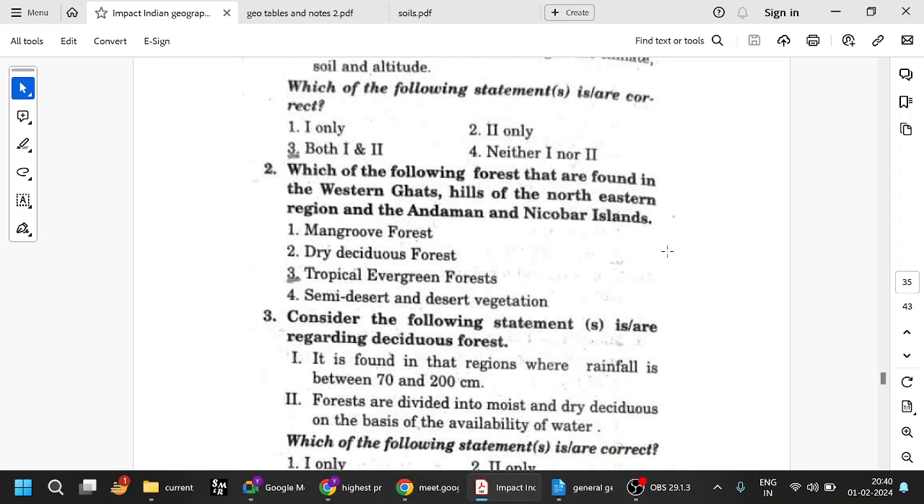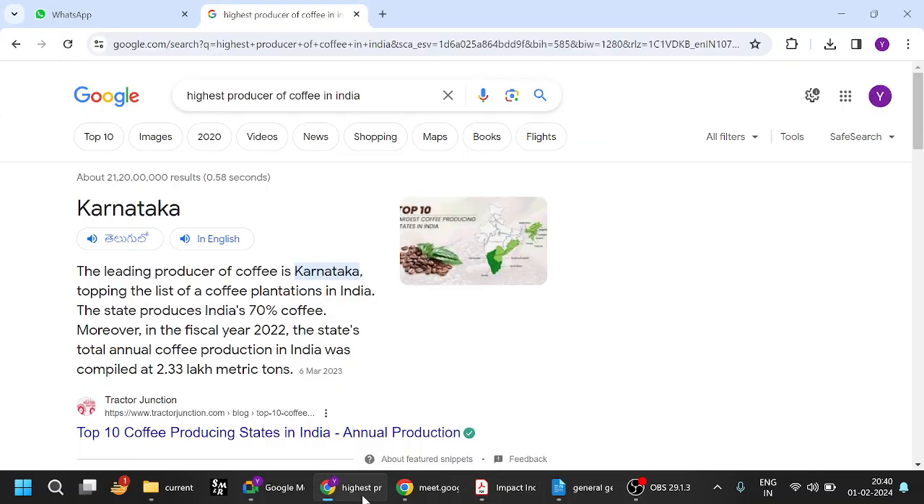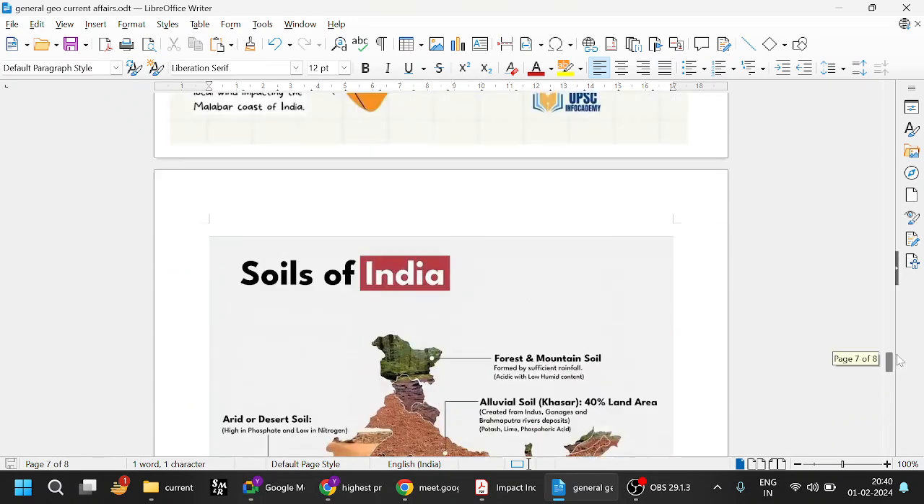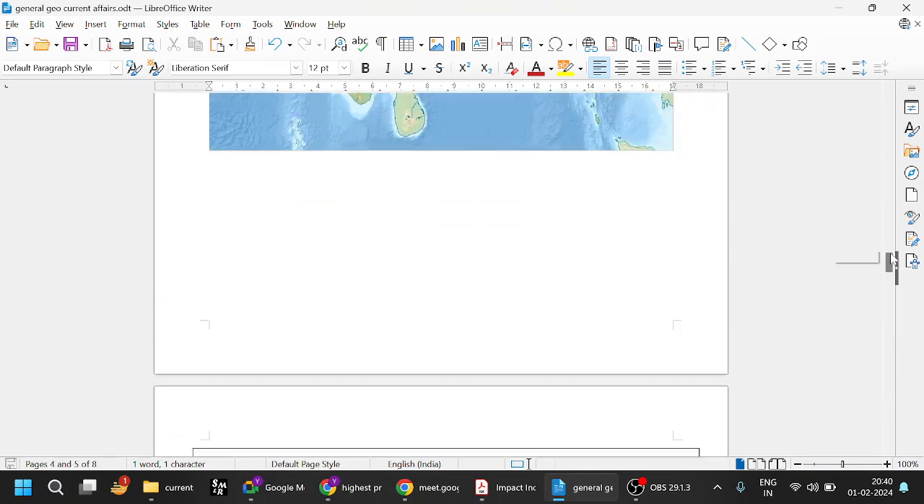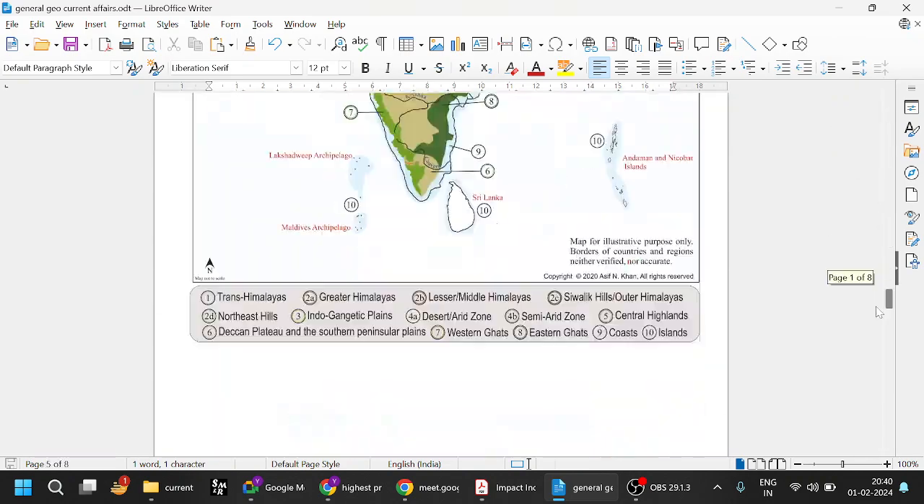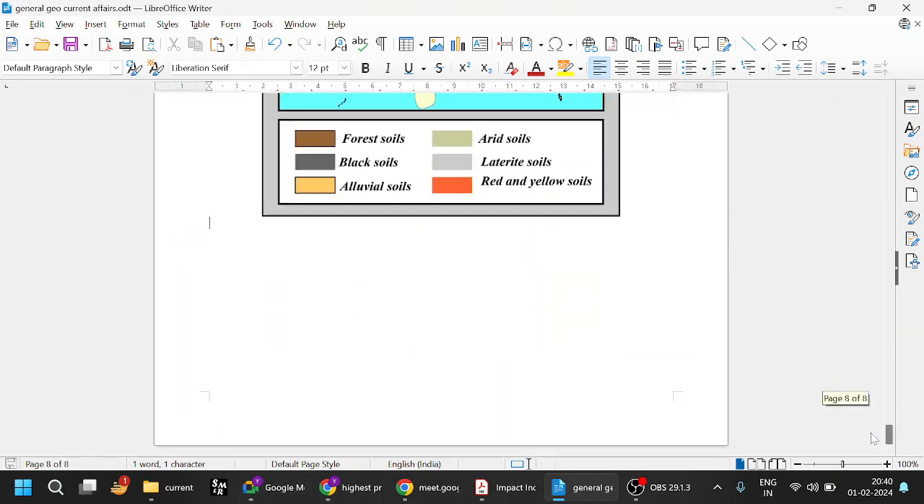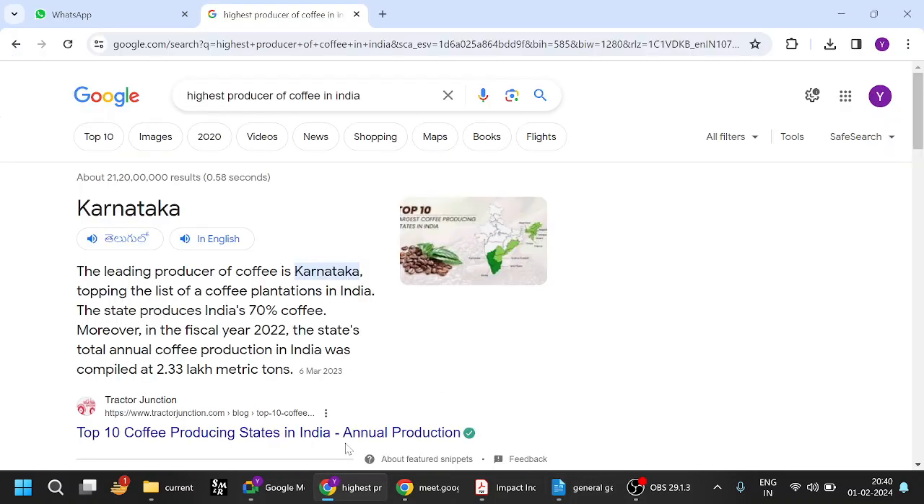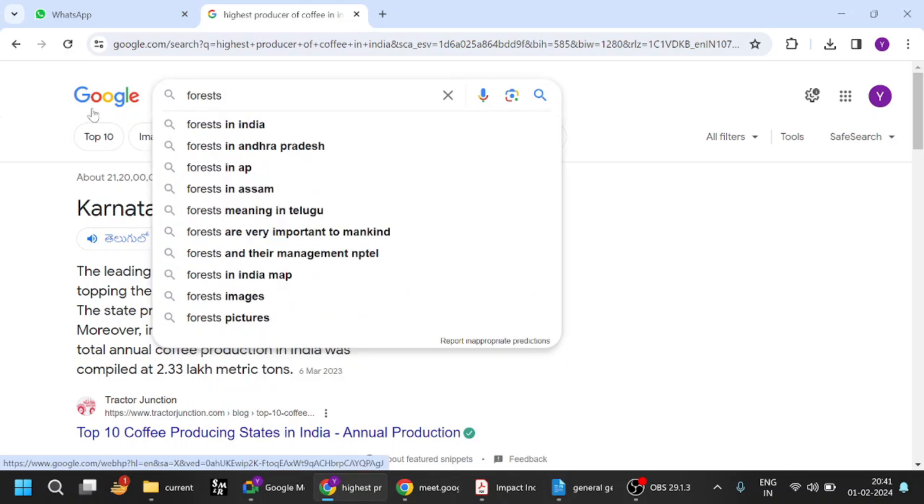Which of the following forests are found in the Western Ghats, hills of the northeastern region, and Andaman Nicobar? Tropical evergreen forests. So forests also are very important, let us note it down. Evergreen forests are very thick, lush green forests, usually found in Kerala and the northeast, etc. Forests in India.